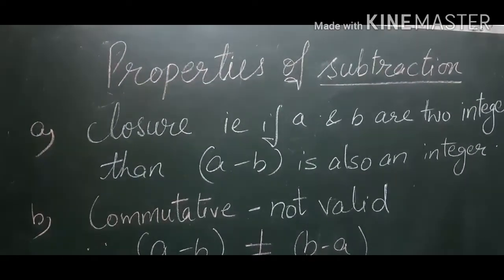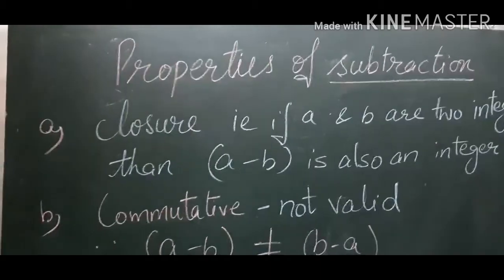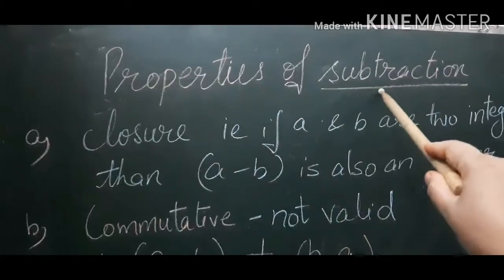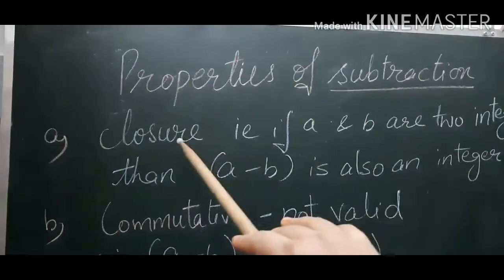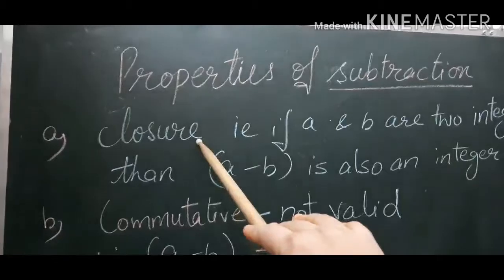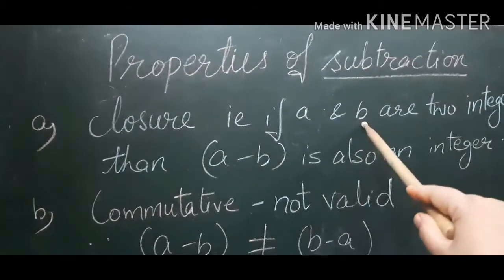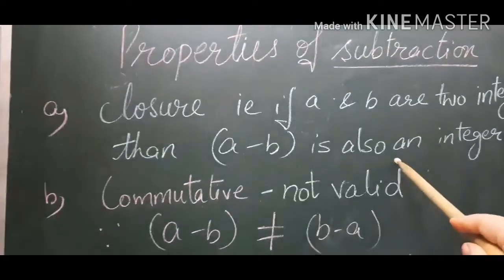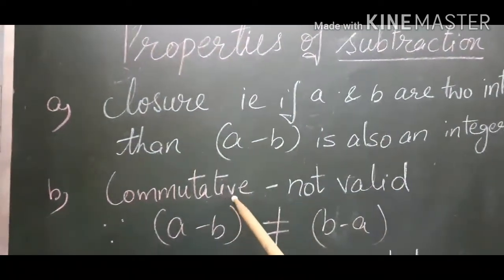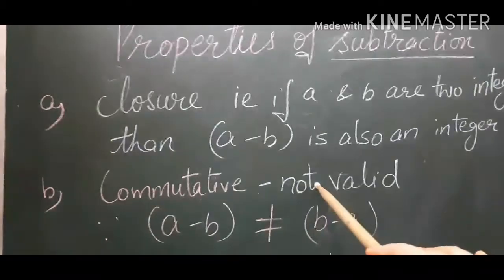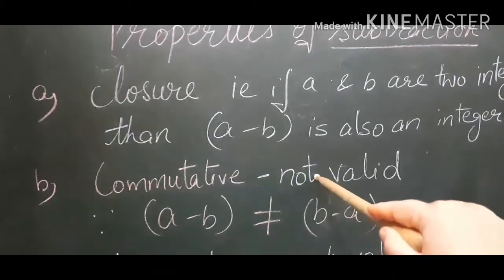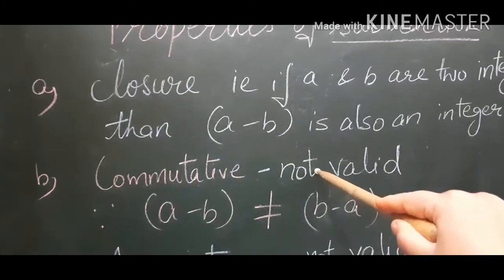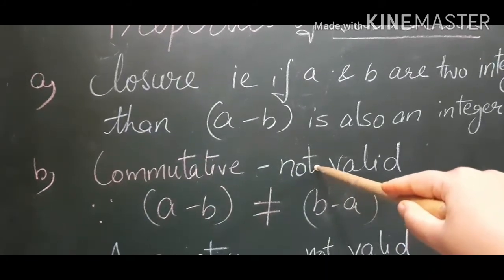Today, to continue with our topic integers, I am going to discuss with you the properties of subtraction. The first property is closure property. That means if we have two integers a and b, then their subtraction is also an integer. Then commutative property is not valid in case of subtraction, because if you subtract a from b, it will not be equal to b from a.